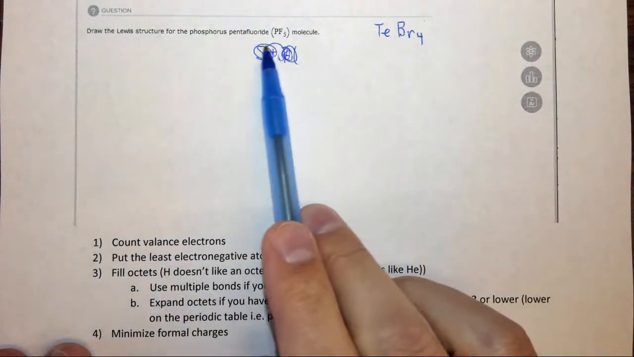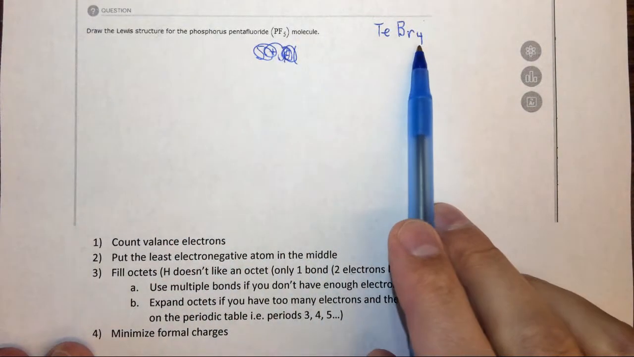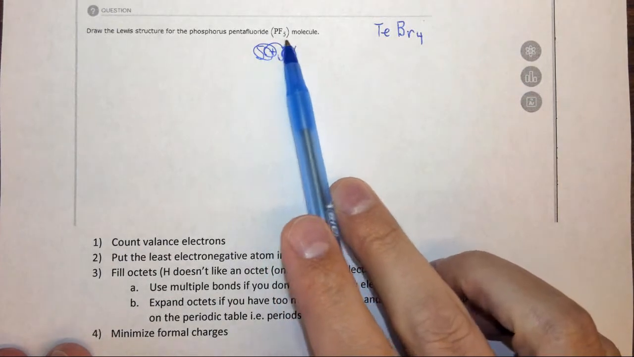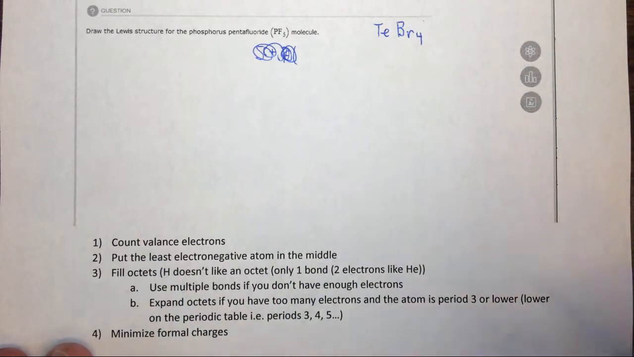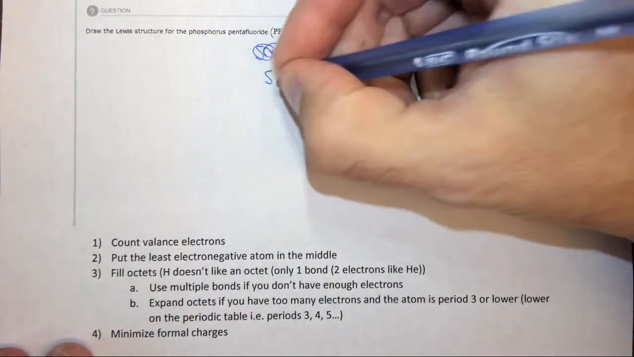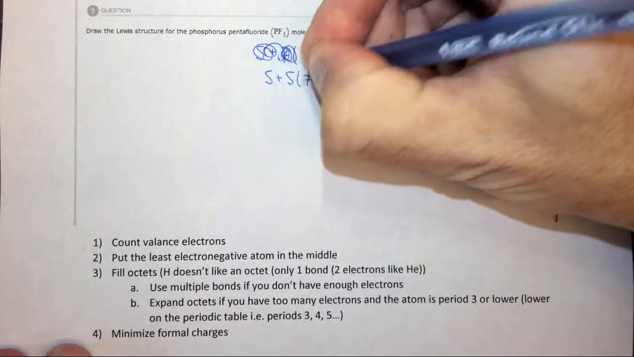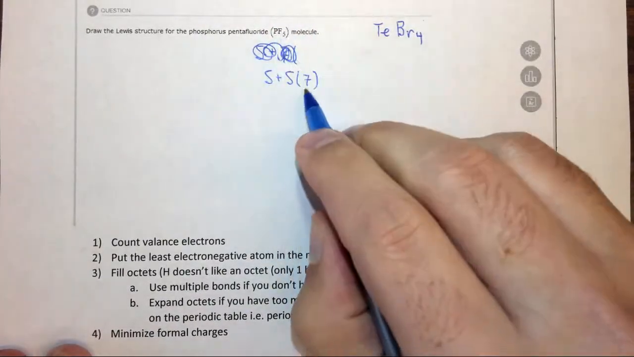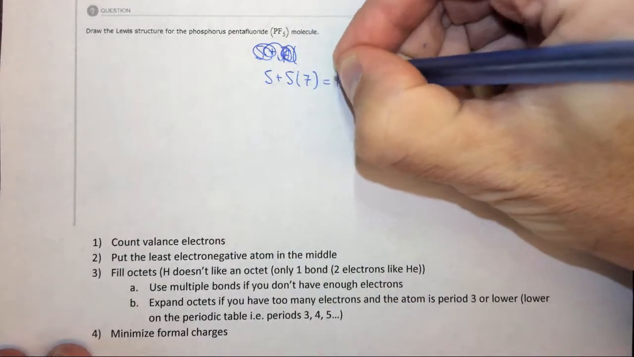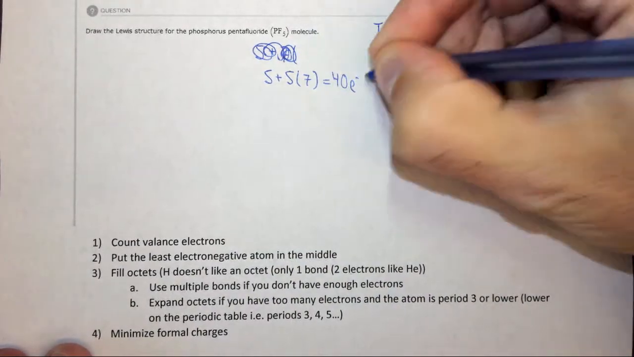In this question, we're asked to draw the Lewis structure of PF5, and I added a TeBr4. So first we have PF5. First step, count valence electrons. 5 plus 5 times 7, 5 fluorines, 7 valence electrons each, which gives us 40 electrons.